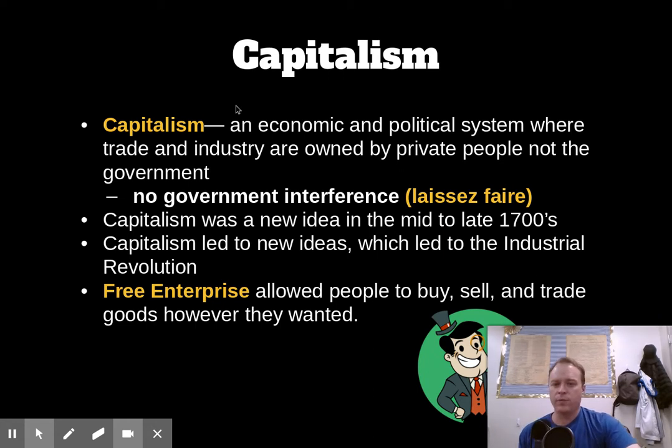All right, so hopefully everybody got this down. The other important one is free enterprise, and this is allowing people to buy, sell, and trade goods however they wanted. Okay. So those are the two definitions that you guys are going to need. So free enterprise allowed people to buy, sell, and trade goods however they wanted.